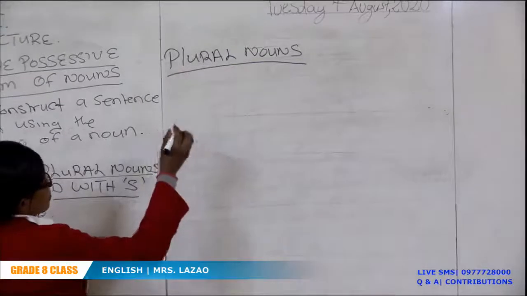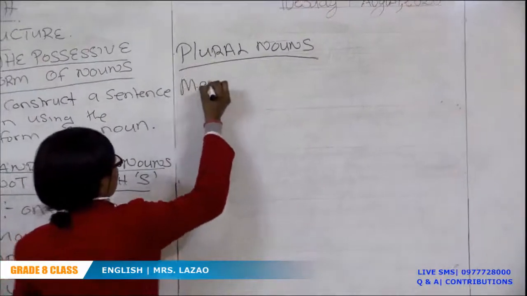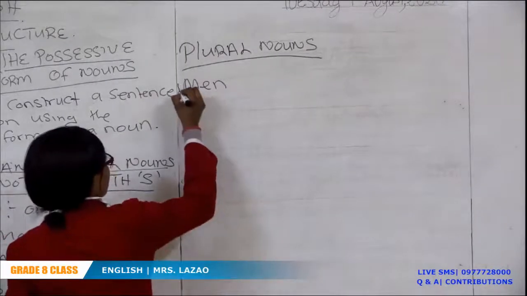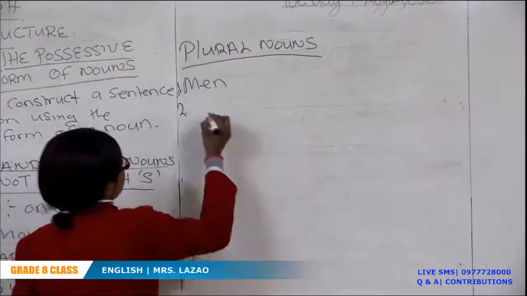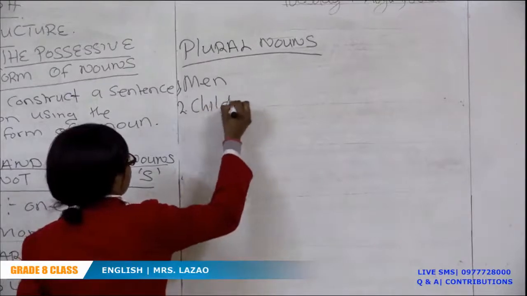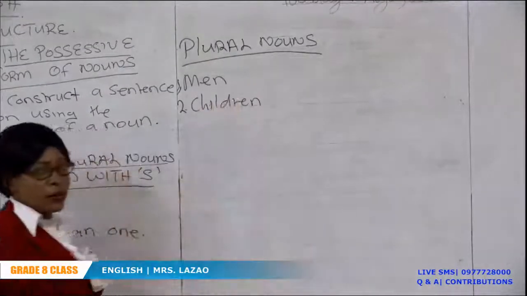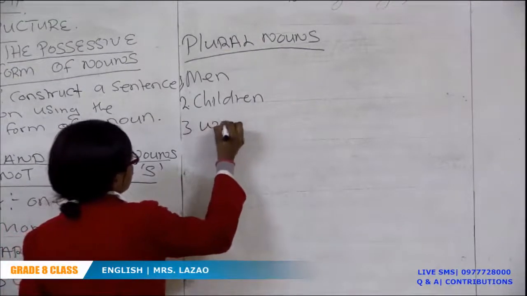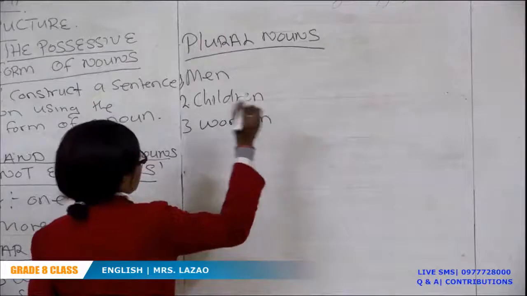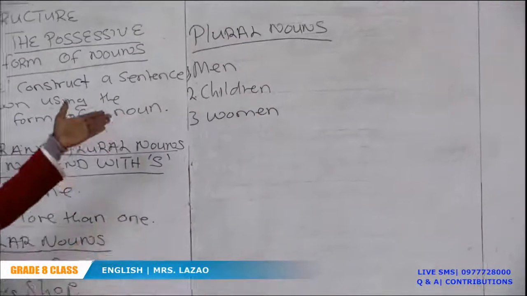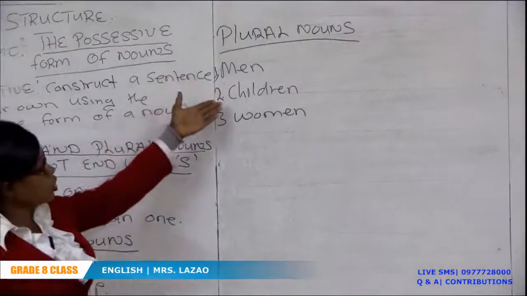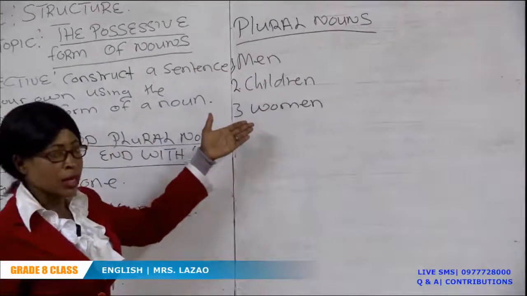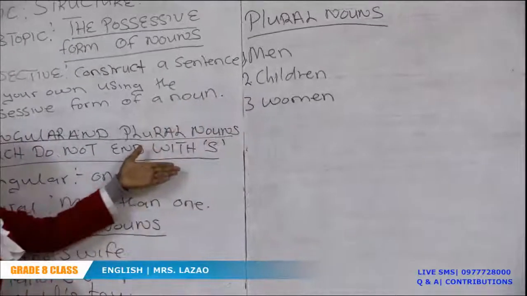Okay, the first one, we have got men. The second one, children. The third one, women. So I've listed three: men, children, women.